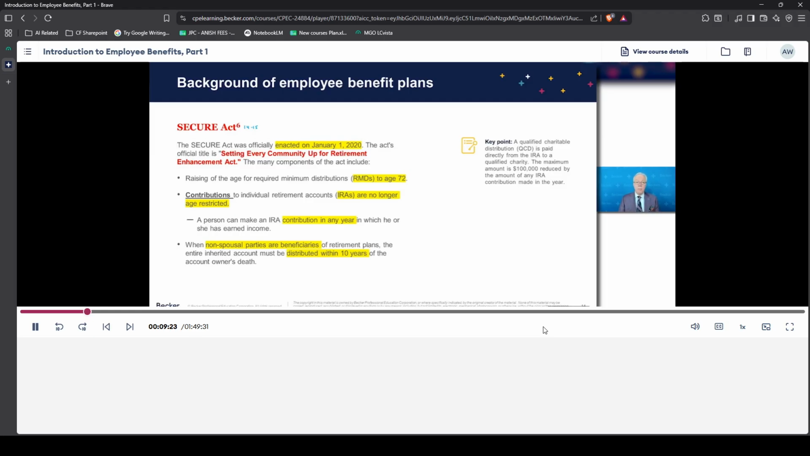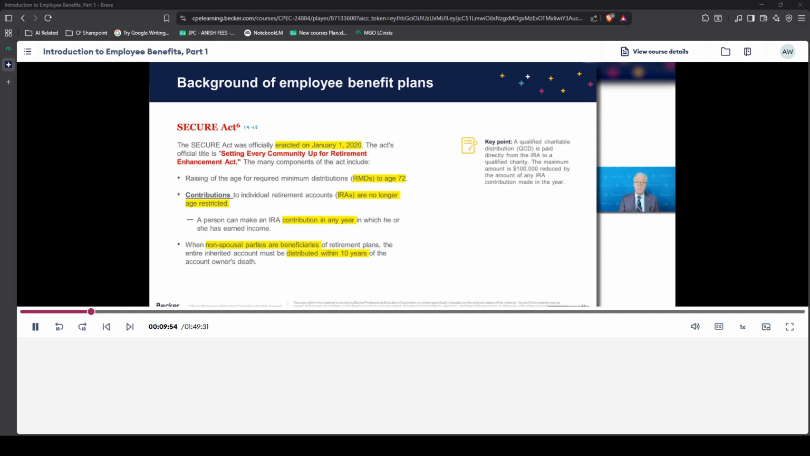Why not work? And of course, contributions to individual retirement accounts, your IRAs, are no longer age restricted where you can't make contributions after a certain age. If you're still earning money and you want to put money into your IRA, you're certainly going to be allowed to do that. Now, persons can make an IRA contribution in any year in which they have earned income. Now, of course, the IRA requirements are also that you're not involved in a 401k and your income level is below a threshold amount, right? There are some conditions in order to qualify.